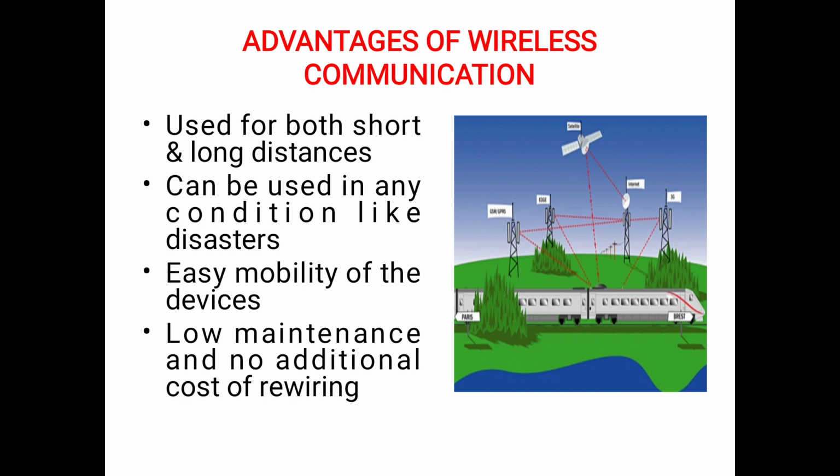Then the last advantage is low maintenance. For wireless communication we do not require, for example, cable. The internet cable, then landline cable, if it is damaged in one place, we have to dig the place and reconstruct the wires. For that a high cost is required. But here the low maintenance is only for the antenna, transmitter, receiver, and satellite. So no additional cost of rewiring is required.